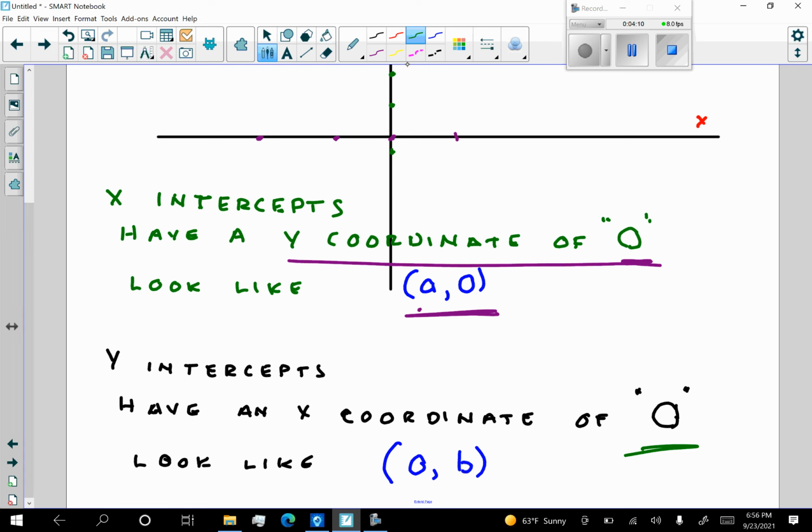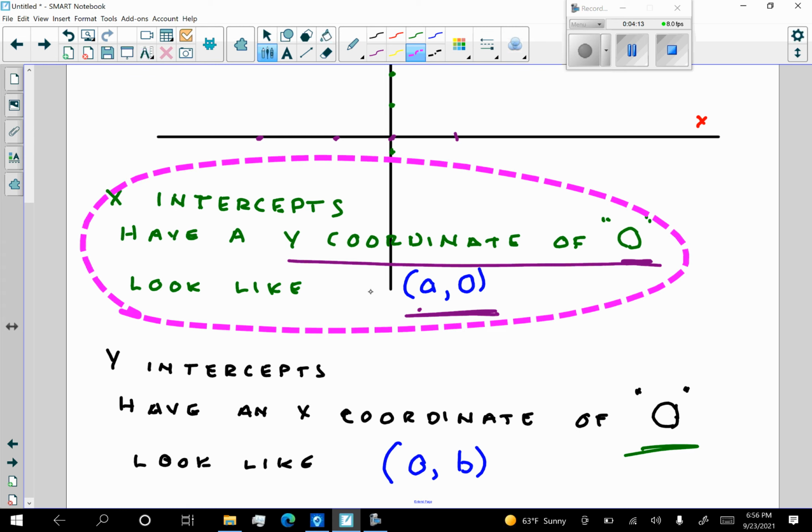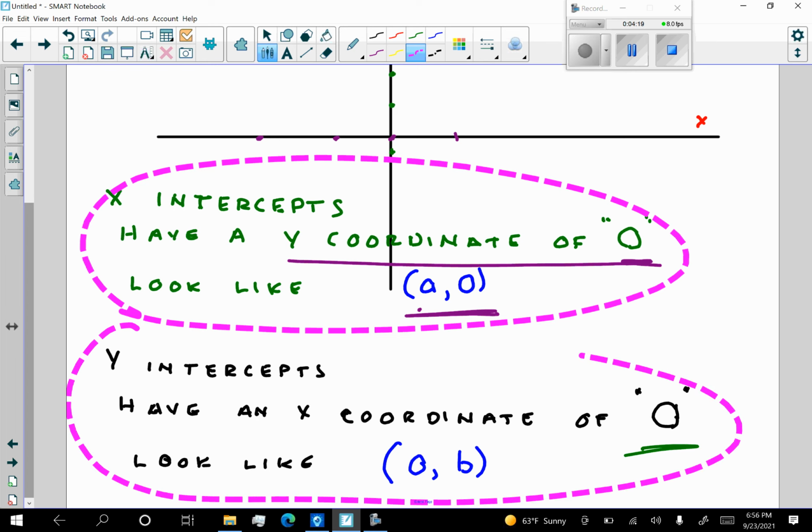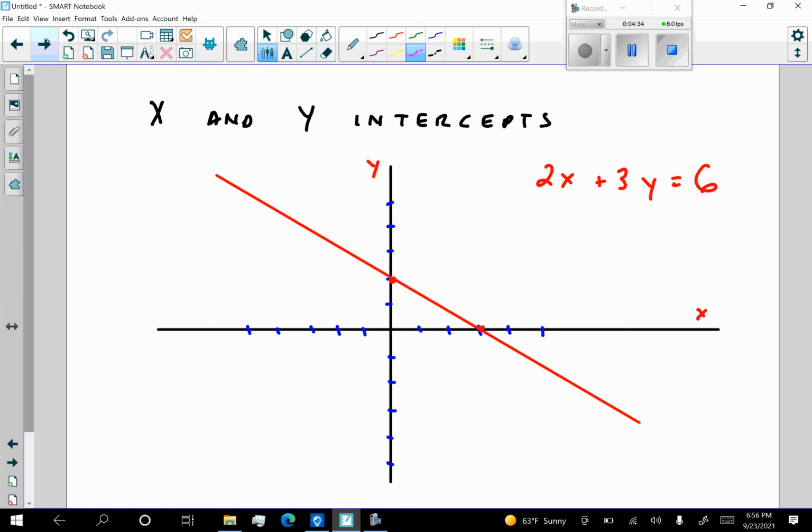So we're going to use these two facts, that an x-intercept has a y-coordinate of 0 and a y-intercept has an x-coordinate of 0, to find some x-intercepts and graph some linear equations written in standard form. So here's our first example. I have already graphed this line. Here is a line in standard form. I have a number x plus a number y is equal to a number. This happens to be the graph of this line right here.